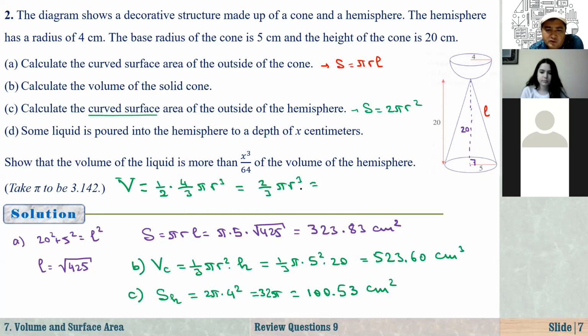Now from here, what is r cubed? r is 4. Let me just write here 2 over 3 times pi times 4 cubed. That's equal to, 4 cubed is 64, 2 times 64 is 128 over 3. And here we have pi.